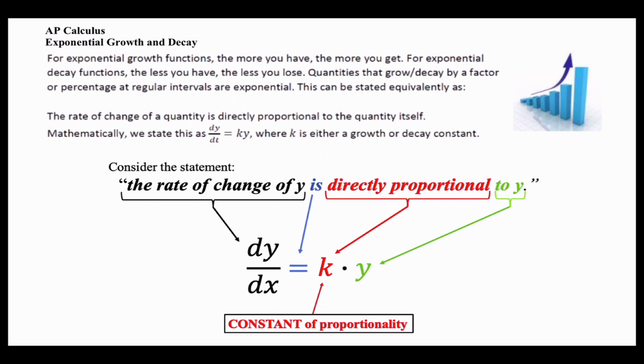So where do those letters come from? K is the constant of proportionality. When you see the problem, you're going to have a lot of directly proportional to Y. So the rate of change of a quantity is directly proportional to the quantity itself. We state it that way, where K is either a growth or decay constant. So growth or decay is based on K.